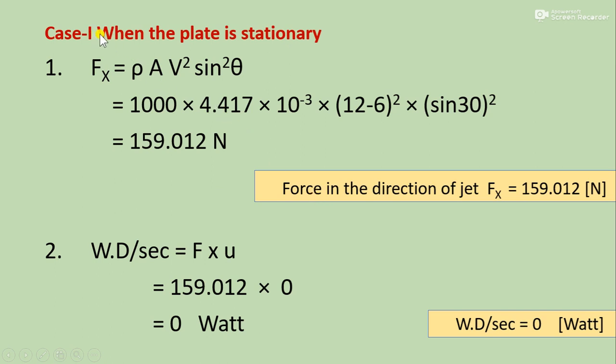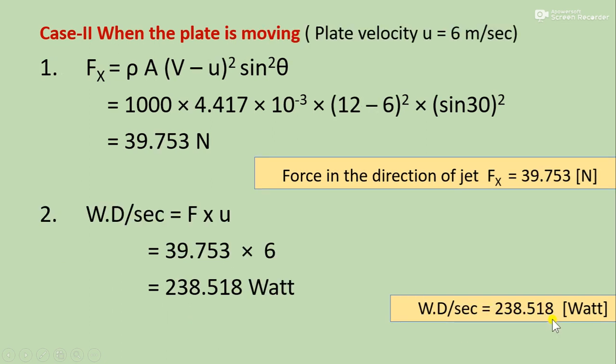So case 1, when the plate is stationary, force will be rho a v square sin square theta. Putting the values of rho, area, velocity and theta, we get after calculation Fx equal to 159.012 Newton. Now work done per second, that is power, equals force into velocity of plate. As the plate is stationary, velocity of plate is 0, that's why work done per second, that is power, for the stationary plate is 0 watt.